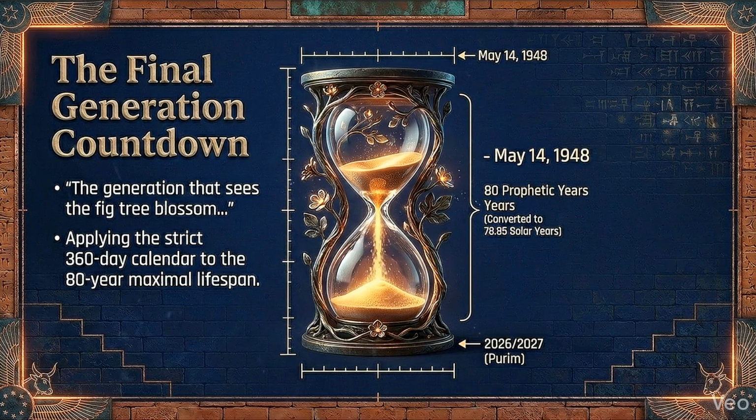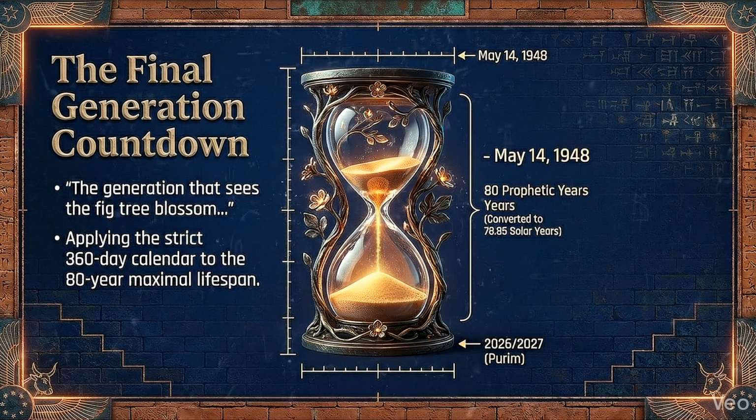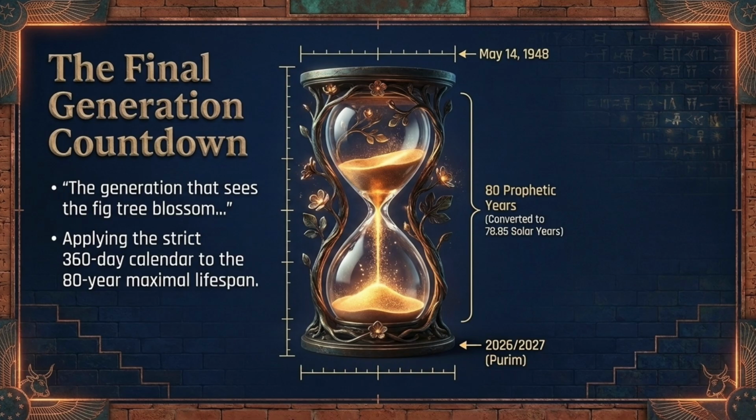Correct. Furthermore, they link this to a statement Jesus made in the Gospels. He stated that the generation that sees the fig tree blossom, which is a metaphor they interpret as the national rebirth of Israel, will not pass away before all end-time events are fulfilled. So the math is actually pretty straightforward. You take the rebirth of Israel on May 14th, 1948, and you add an 80-year generation to see when the window closes. But because they are rigidly committed to consistency, they insist on using the 360-day prophetic calendar for those 80 years as well. Okay, wait, so they don't just add 80 regular years to 1948 to get 2028.